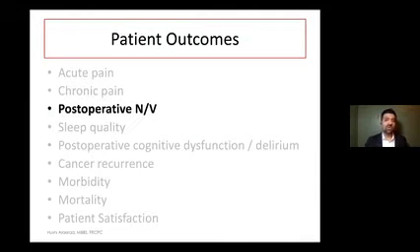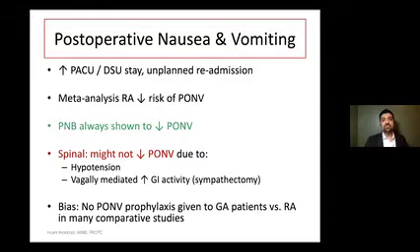Post-operative nausea and vomiting is one of the most important outcomes for patients. Nausea and vomiting would increase PACU stay and day surgery unit stay. So that's extra cost and extra resources needed. There is also unplanned readmission, so patients go home and then they come back because they're vomiting. A meta-analysis shows that regional anesthesia reduces the risk of postoperative nausea and vomiting, and that's mainly when it's peripheral nerve blocks. Spinal, on the other hand, and we know every time we give a spinal to a pregnant lady and her blood pressure drops, she says that she feels that she wants to vomit. So we have this hypotension, and we have the vagally mediated GI activity caused by a sympathectomy. It can lead to nausea.